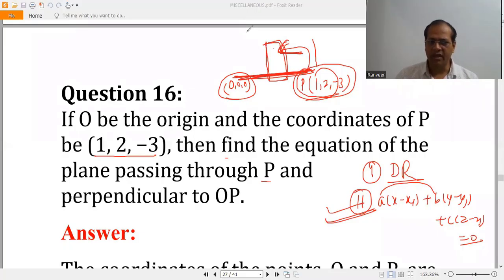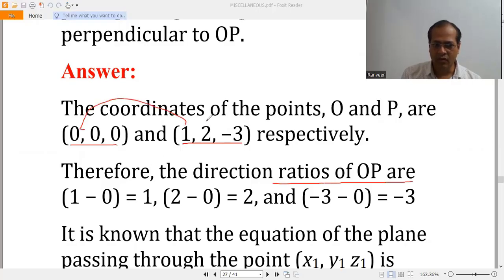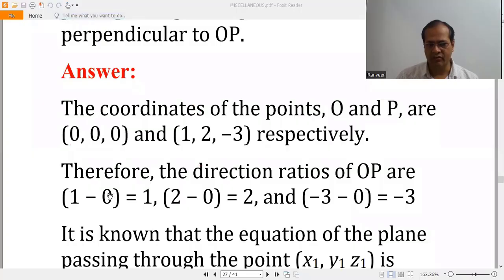So based on what we discussed, the coordinates of O and P are 0, 0, 0 and 1, 2 and minus 3. First of all, we have to find the direction ratio of OP, which is 1 minus 0, 2 minus 0 and minus 3 minus 0. So this is 1, 2 and minus 3. This is the direction ratio of the line joining the two points.